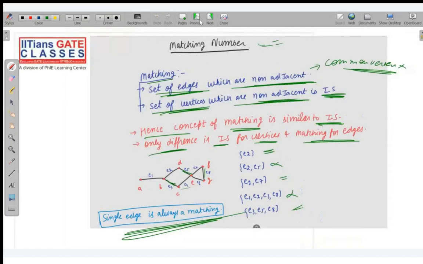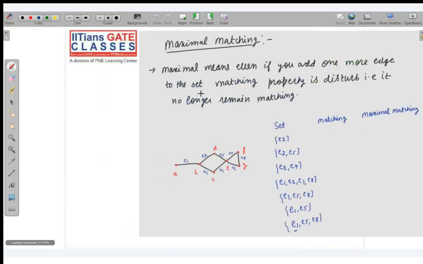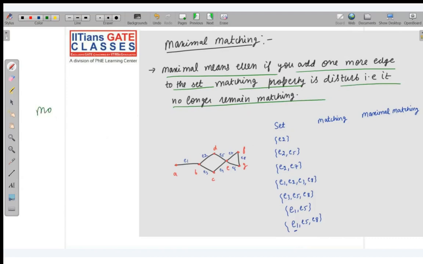So now obviously we are interested in maximal matching or minimal matching. Minimal matching is trivial. You take any edge, that is minimal. So we are interested in maximal, just like we were interested in maximal independent set and not in minimal independent set. Same is the case here. Maximal means even if you add one more edge to the set, the matching property will be disturbed, that is, it no longer remains matching. So we are interested in maximal matching.